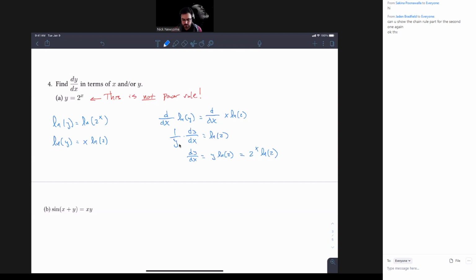So we get that dy/dx is equal to 2^x multiplied by natural log of 2. And if you remember that little formula for the derivative, this is actually exactly what the formula says.